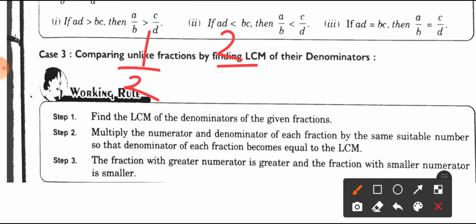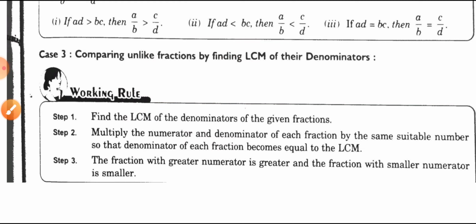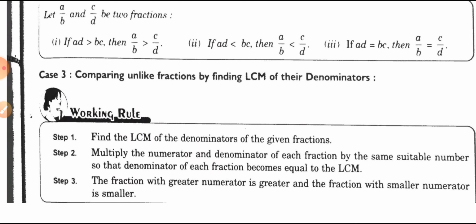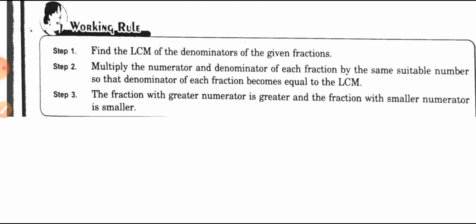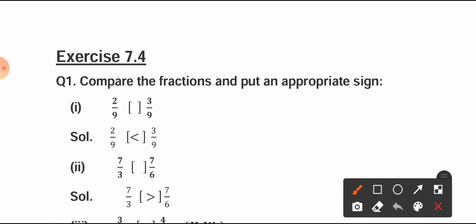Here 1 by 2 and 2 by 3. Here you can see that denominators are different, but by taking LCM we can make the same denominator. So by that way we can check which fraction is greater here. So these are the rules only, and if we solve the questions based on this working rule, you will better understand how to compare like fractions and unlike fractions, with the same denominator or different denominator. So let us see the first question of our exercise 7.4.